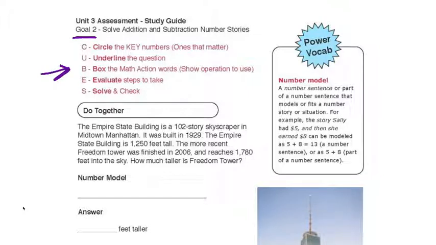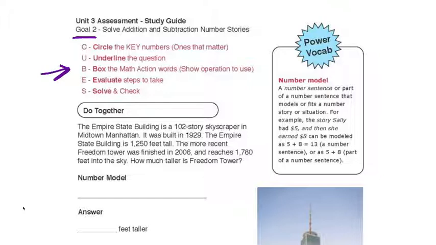The Empire State Building is a 102-story skyscraper in Midtown Manhattan. It was built in 1929. The Empire State Building is 1,250 feet tall. The more recent Freedom Tower was finished in 2006 and reaches 1,780 feet into the sky. How much taller is Freedom Tower?